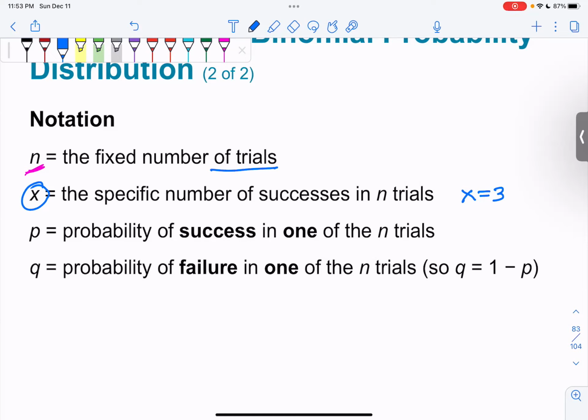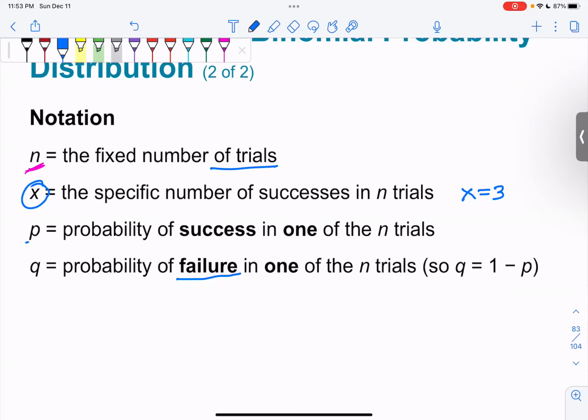Then p is the probability of success in one trial, and it must be equal from trial to trial. And q is the probability of failure. Sorry, p is the probability of success, and q is the probability of failure. x is the number of successes. So then maybe you could know that n minus x will equal what? The number of failures, right?